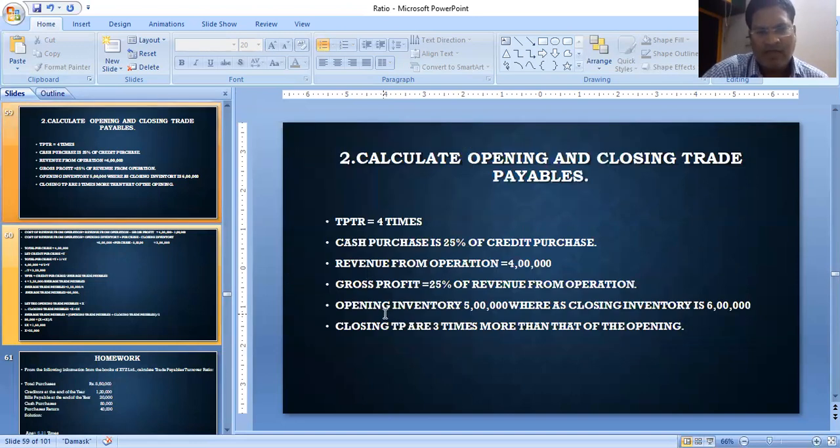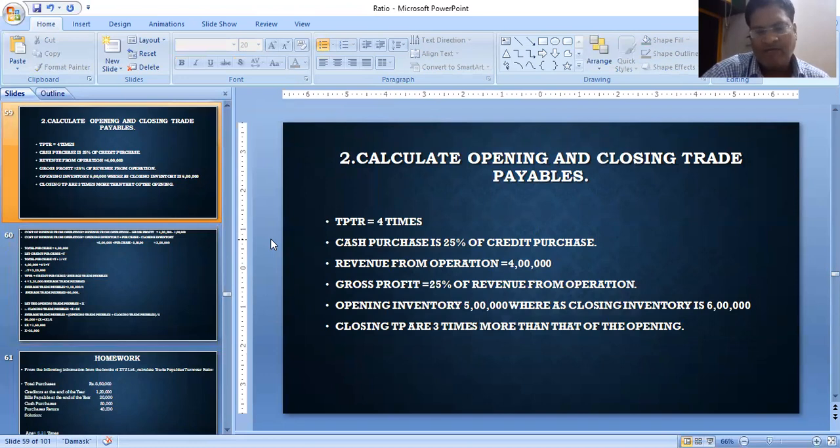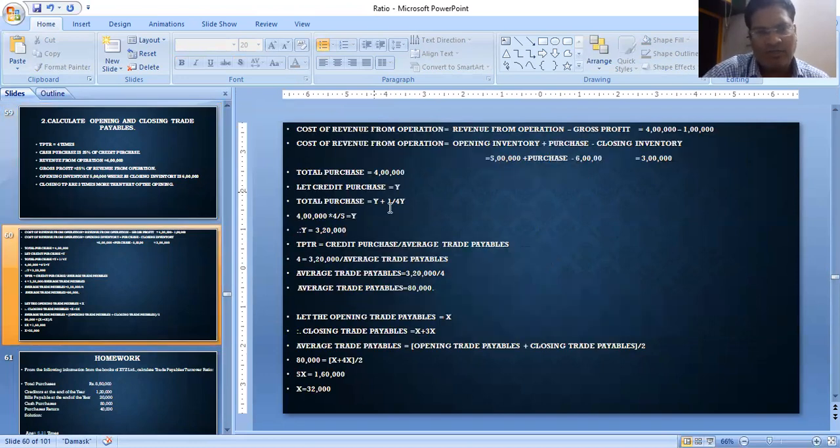It is given over here that closing trade payables are 3 times more than the opening. So if the opening is y, then closing is 3 times more. The word more is very important. Whatever is opening, it is 3 times more than that. If the opening is 10, then closing is 3 times more, means 10 plus 30, that is 40. Whatever is opening plus 3 times. That is why it's given over here.